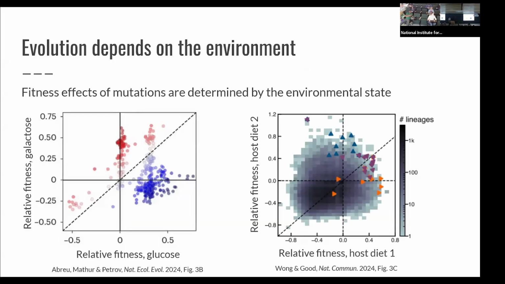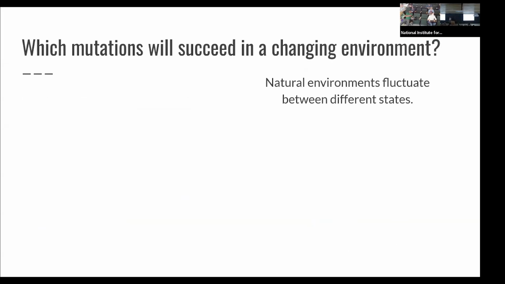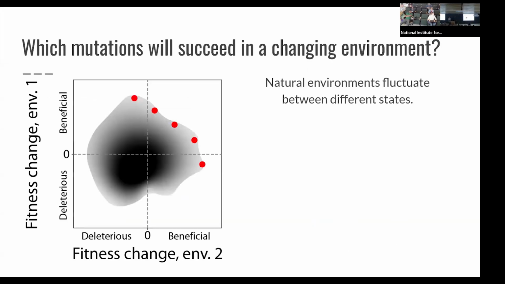underlying structure. So let's imagine that we have some organism with access to mutations that form one of these sort of blob-shaped distributions in two-dimensional space. And the basic question I'm going to ask is, how can we predict which of these mutations are going to be successful? Now, if the environment is constant, this question maybe isn't so hard. Roughly speaking, they'll be the mutations with the highest fitness in that environment.